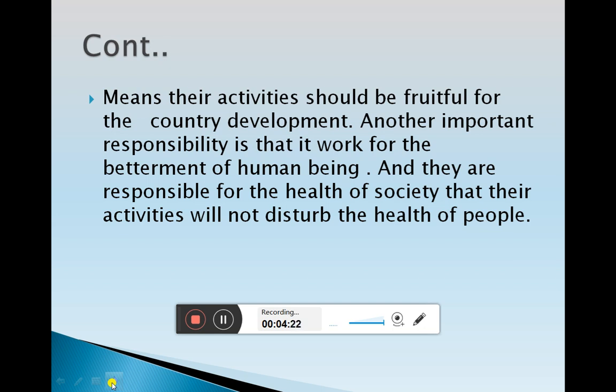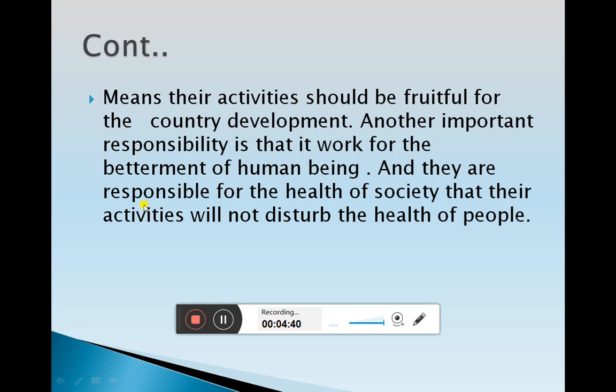It simply means that their activities should be fruitful for the country's development. Another important responsibility is that it works for the betterment of human beings, and they are responsible for the health of society, that their activities will not disturb the health of people.